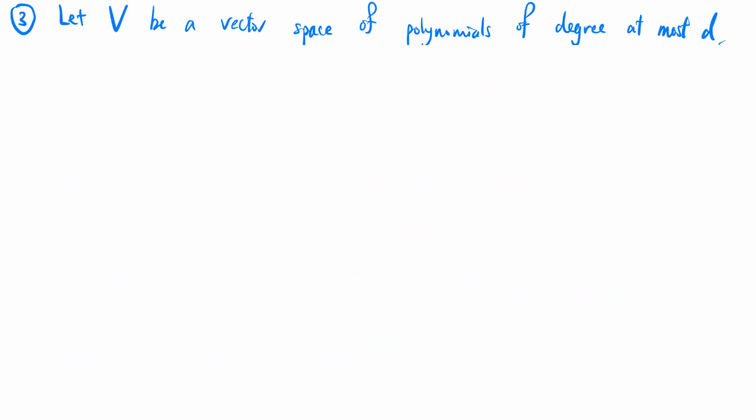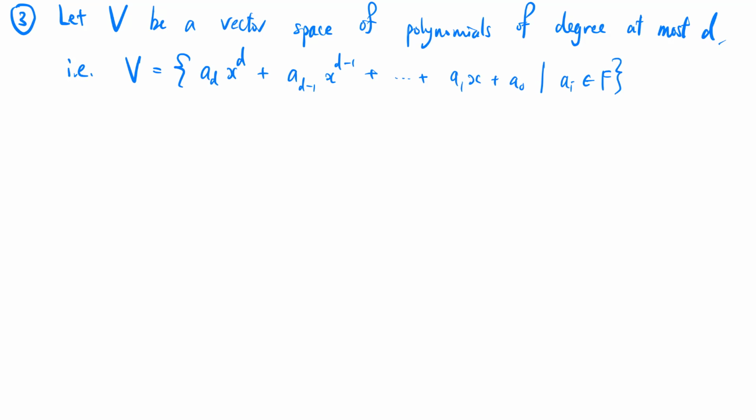As a third example, let V be a vector space of polynomials of degree at most d. In other words, V is the set of polynomials ad times x to the d plus ad minus 1 times x to the d minus 1 plus up to a1 times x plus a0, where each ai is in F. Clearly, x to the d, x to the d minus 1, up to 1 span V.